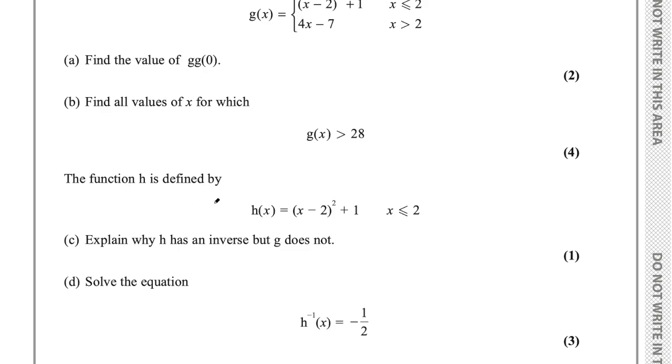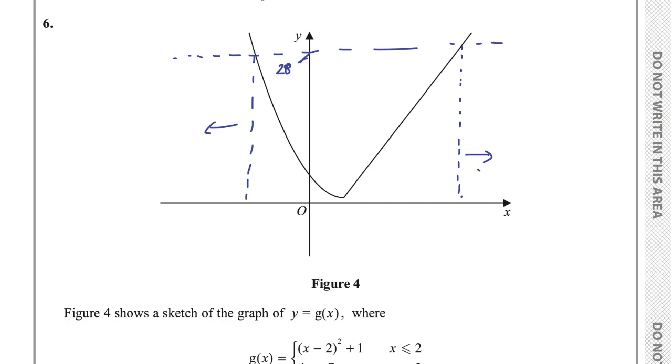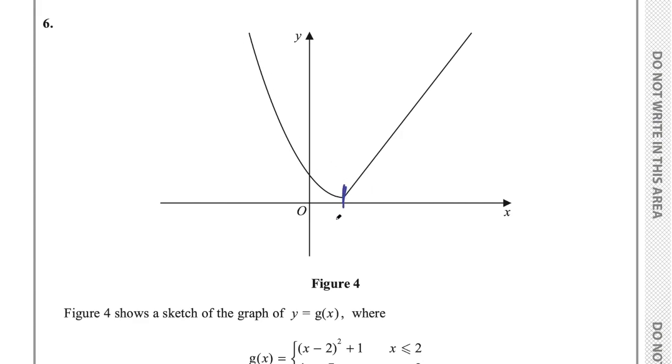Part C says the function h is defined by h of x equal to (x − 2) all squared plus 1, where x is less than or equal to 2. Explain why h has an inverse but g does not. This is essentially a quadratic, but it's only half of a quadratic. So let's look at the graph again. We're looking at this part here. Let me rub all of this out first. So we're looking at this section of the graph, just less than 2.